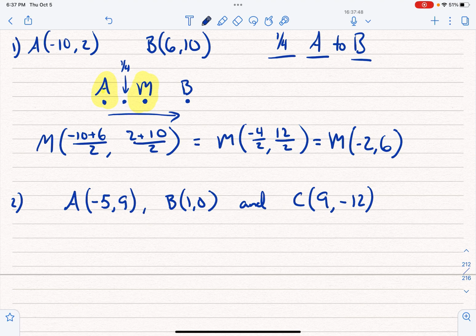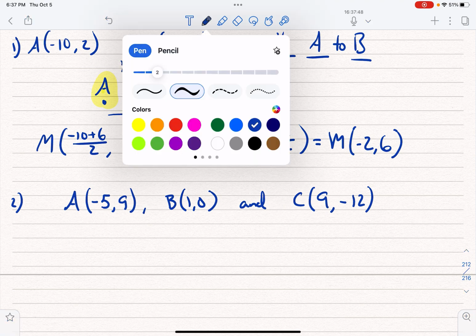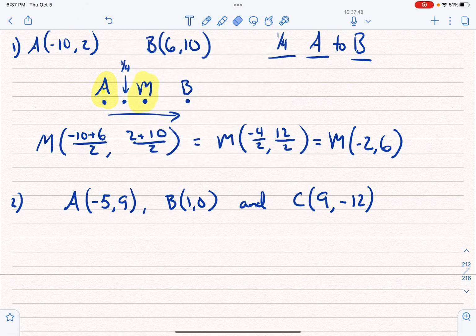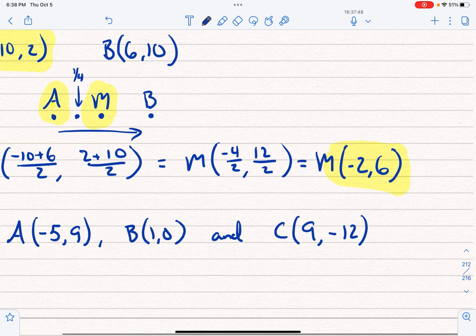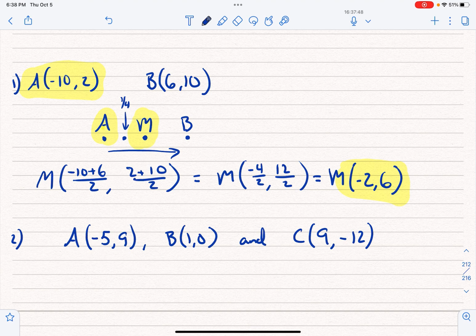But now I got to find the midpoint between that and A. And so to give myself just a little more room, I'm going to get rid of this stuff right here and say, okay, so now I got A, which is at negative 10, 2. And I've got this midpoint, which is at negative 2, 6. And I got to find the midpoint between those two. Okay, so I don't know what I want to call this, but I'm going to call it midpoint number 2. I'll put a little subnotation on it.